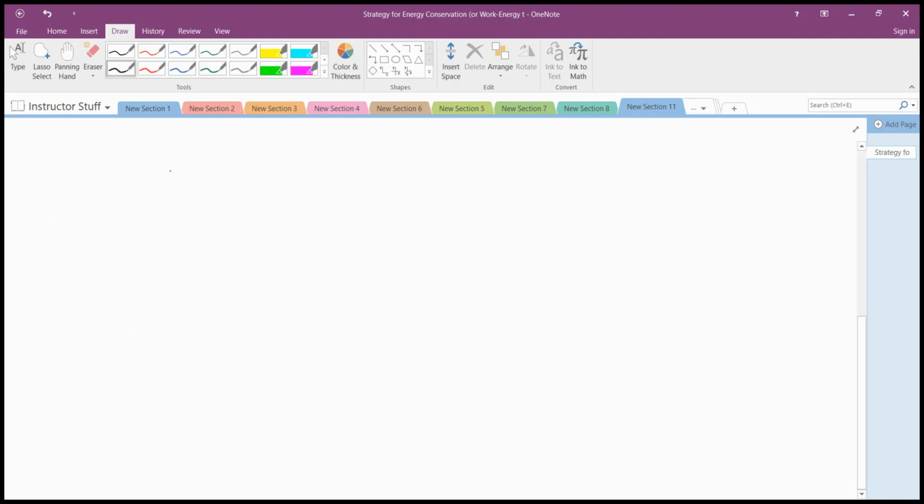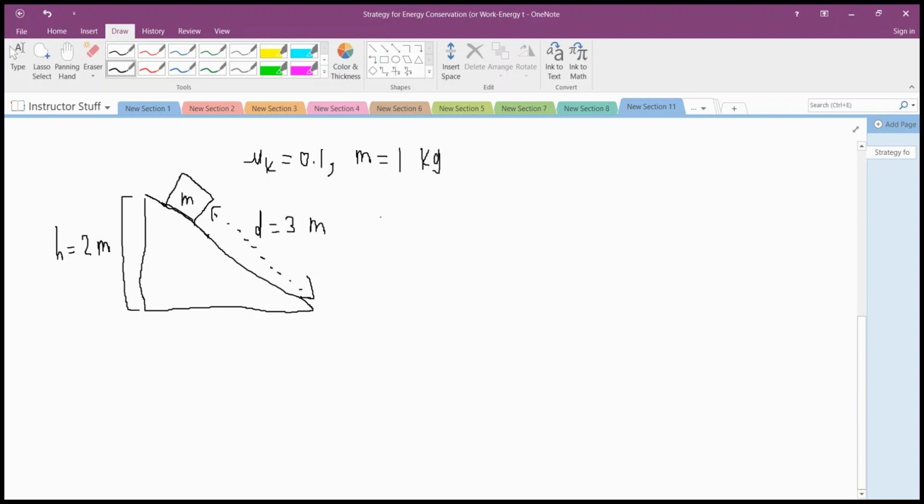So that's the strategy. Let's give an example. Let's suppose we have an object sliding downhill, sliding down an incline, and there's also friction on the incline, so it's an incline with friction. Let's solve the problem for what is the speed of the object at the bottom of the incline, given that it starts from rest.